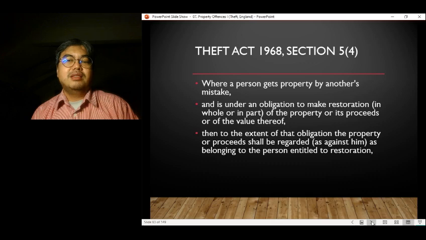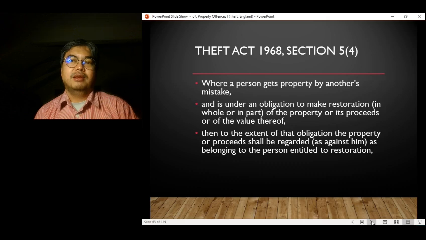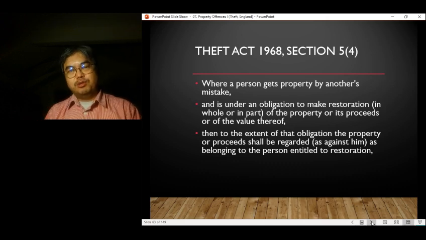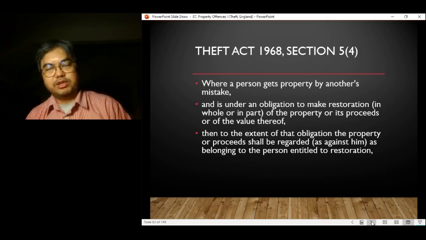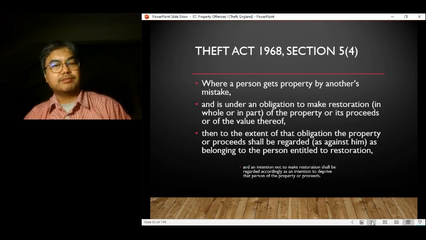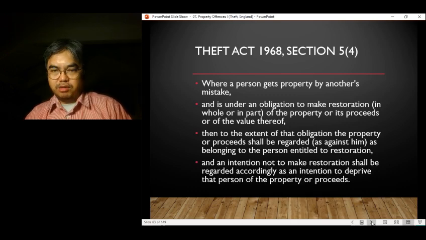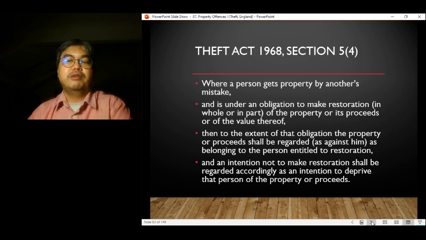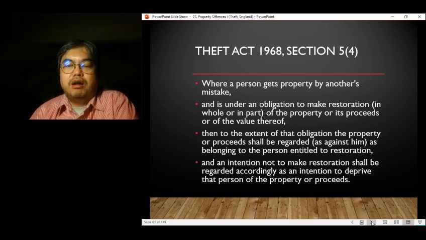Then to the extent of that obligation, the property or possession should be regarded as belonging to the person entitled to the restoration, right? So that 10 ringgit they're supposed to get back is considered to be belonging to the restaurant owners. If you don't intend to make restoration, you're considered to have intended to permanently deprive that person of that property or of that proceeds.